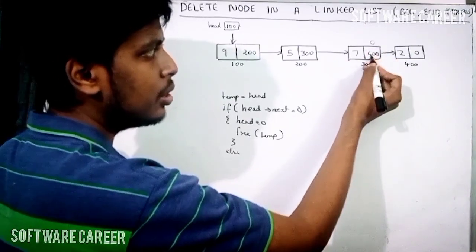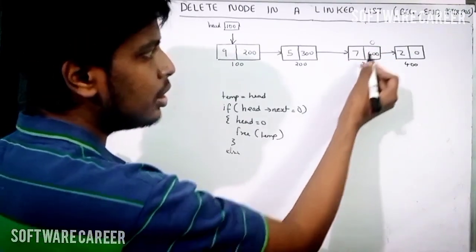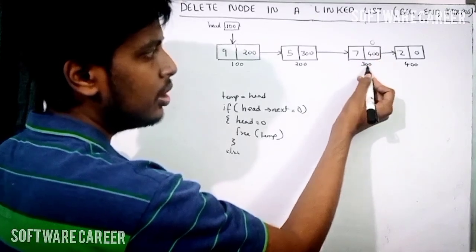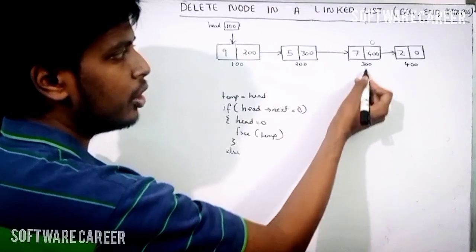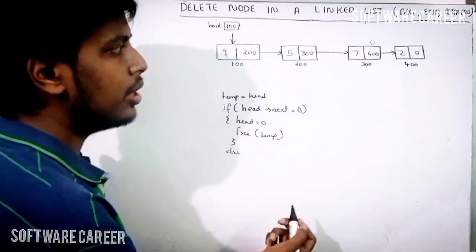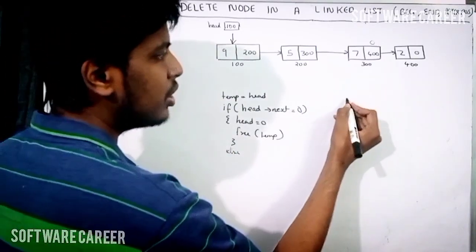Now I should make the update here to 0. So I should access this pointer. For accessing this pointer I should know the address 300. Now how can I get 300? There is no pointer pointing to 300. So I'll create a pointer called previous node.